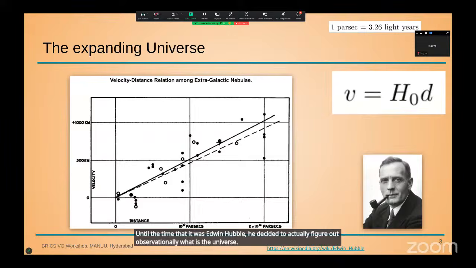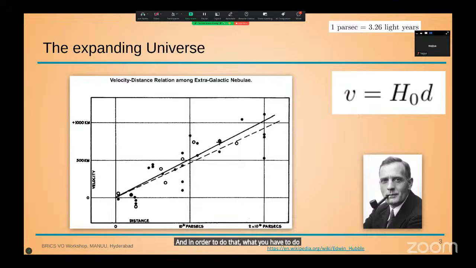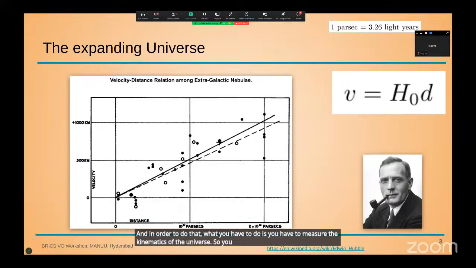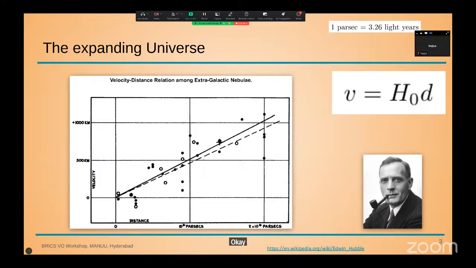Rather than just thinking from a theoretical perspective, he said, let me go out and observe and try to find out what the universe is. And in order to do that, you have to measure the kinematics of the universe. So you need to understand how galaxies in the universe are moving away or moving towards you, depending on what distance they are.